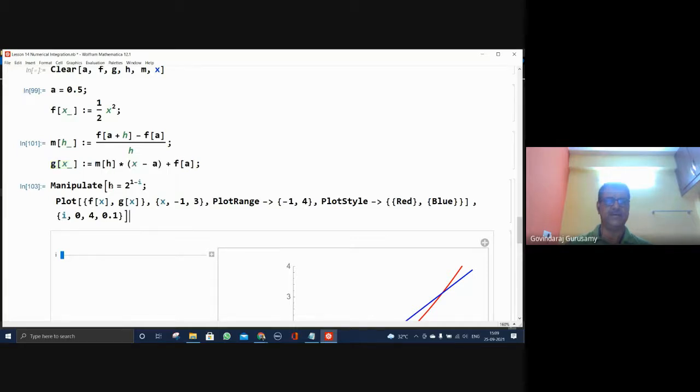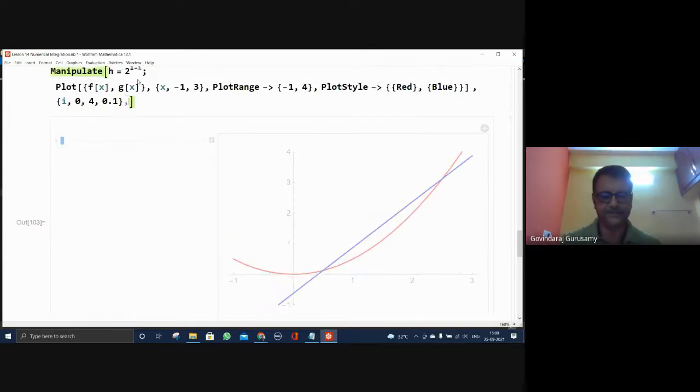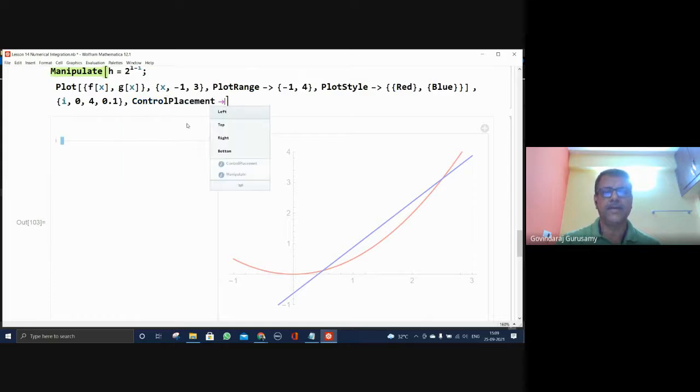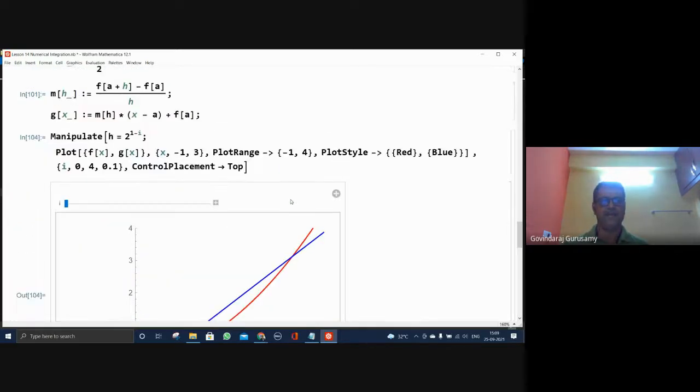The idea is a very simple idea. Manipulate this with these functions that go into this. We are going to see the result now. Now you change the h. Now we can put the control placement on the top so that you can see the calculator. Okay, so this is the graph which you have.